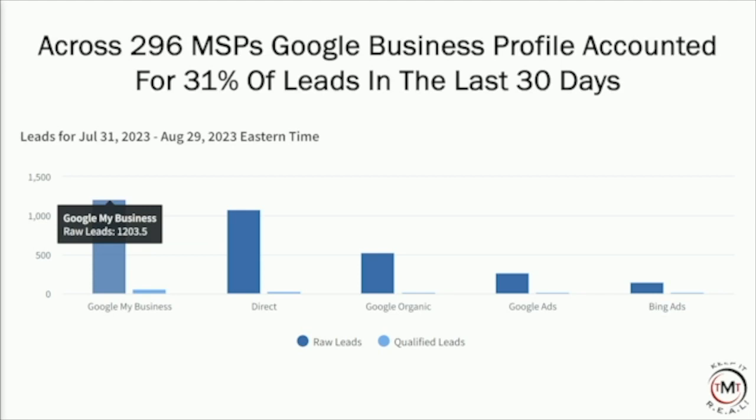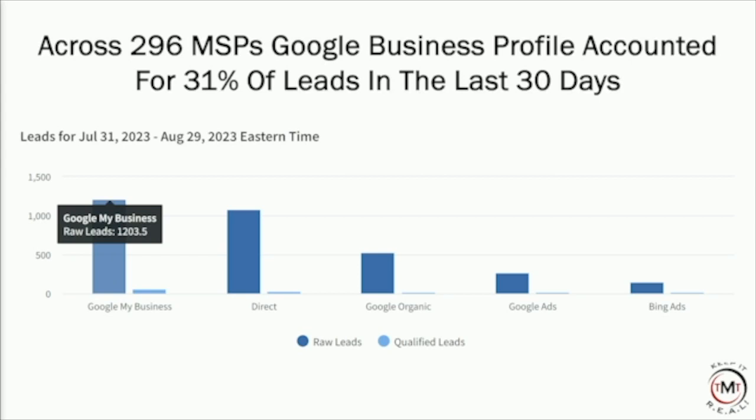So what CallRail does is if you find Technology Marketing Toolkit through Facebook, it gives you one phone number. If you find it through Google Business Profile, it gives a different number. If you find it through Google Organic Search, it's a different phone number. And so it tracks how people are finding you by doing phone numbers as well as the forms that get filled out. So Google My Business was the number one way people got found.